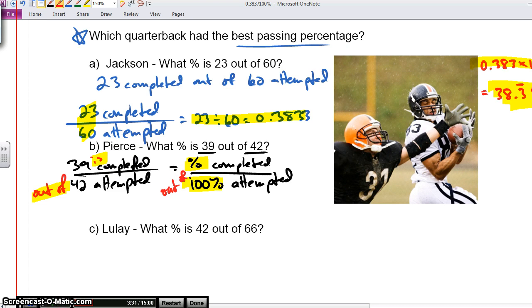So we're kind of matching things up. This is our proportion again, two equal ratios. 39 out of 42 is going to equal that percent out of 100%. The nice thing about the proportion is we can solve this just like we've solved these in the past. We can cross multiply and then we can divide. So if you set it up the same way every time, you cross multiply and divide to solve this.